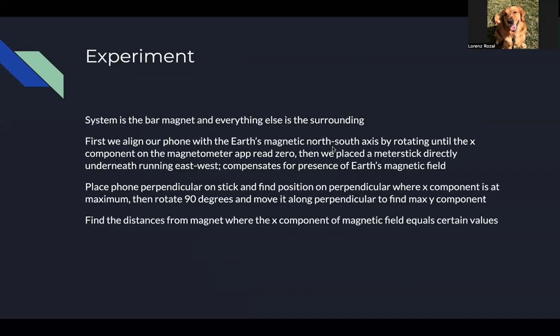The system was a bar magnet and everything else was surrounding. First, we aligned our phone with the Earth's magnetic north-south axis by rotating until the X component on the magnetometer app read zero, and then we placed a meter stick directly underneath running east-west, which compensates for the presence of Earth's magnetic field. We also placed the phone perpendicular on a stick to find the position on the perpendicular where the X component is at maximum, then rotated it 90 degrees and moved it along the perpendicular from the max Y component. Then we found the distances from the magnet where the X component of the magnetic field equals certain values.